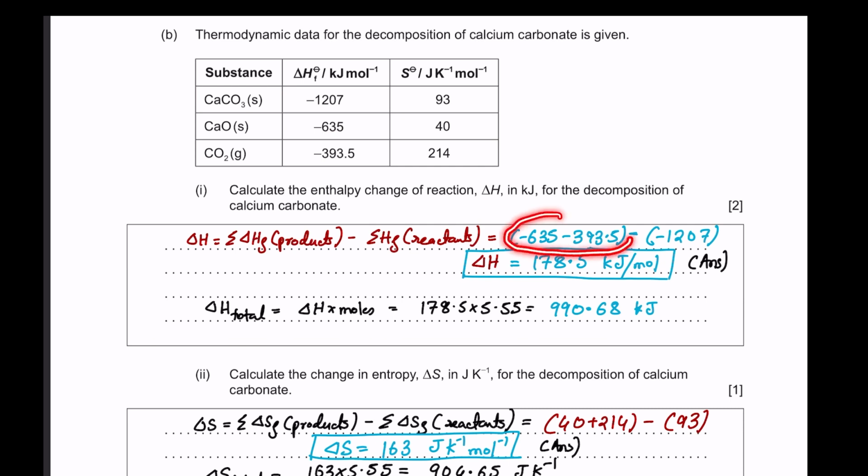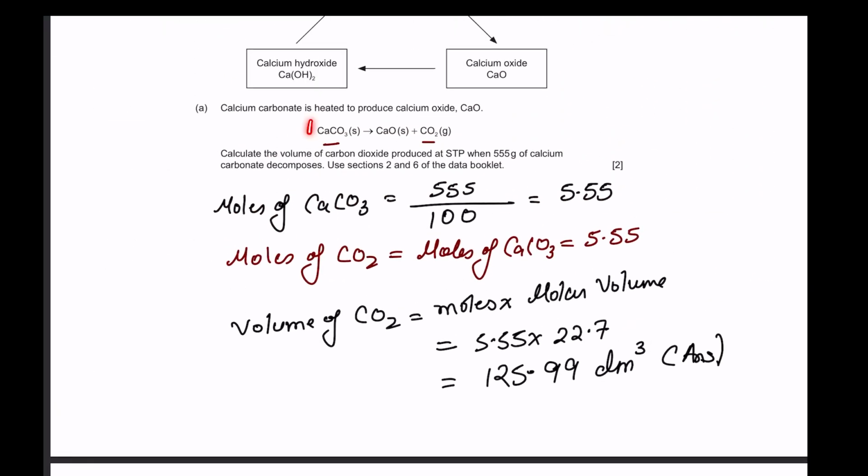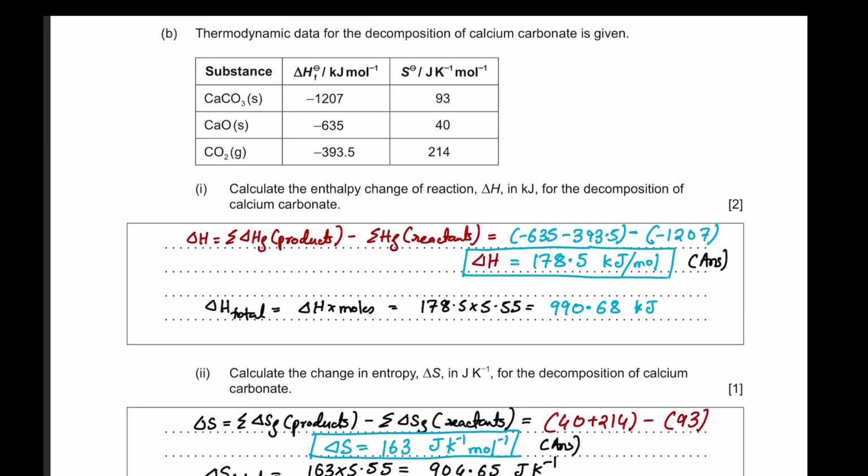This is the net summation of the enthalpy of formation of products. And we need to subtract the enthalpy of formation of the reactants. The reactant is calcium carbonate. We get this from this equation here. For calcium carbonate, it's -1207. So plugging the values into this equation, we get delta H as 178.5 kilojoule per mole.